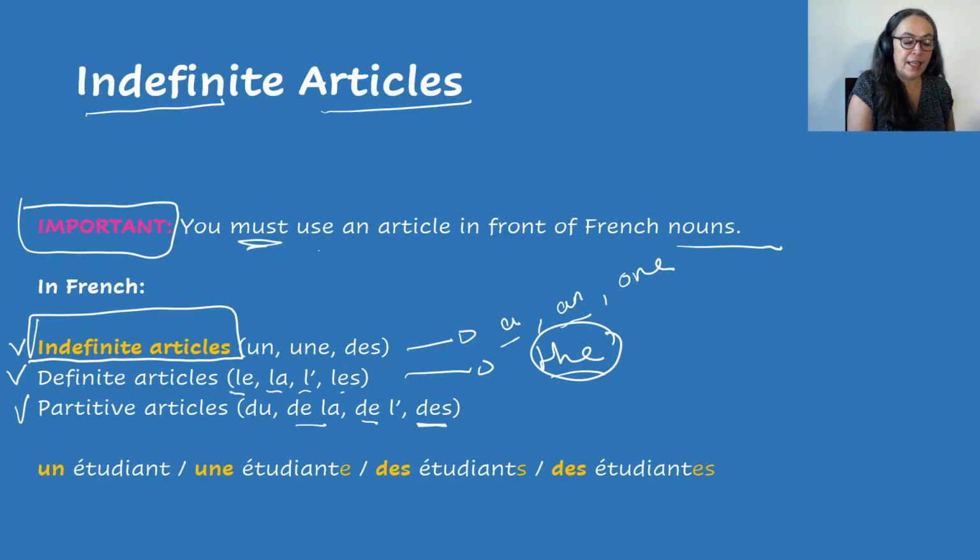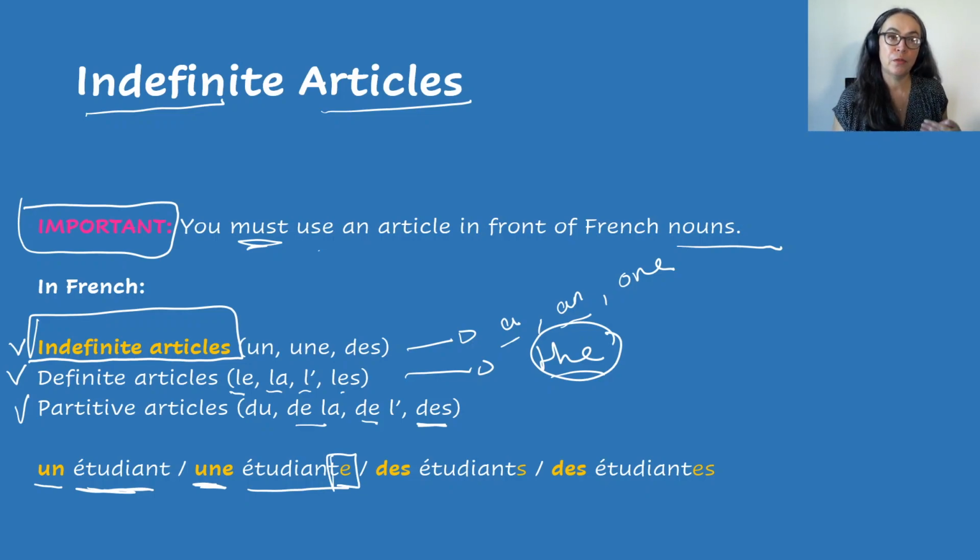So, for example, un étudiant, the word is masculine. Une étudiante, when the word is feminine. As we learned before with the gender of the nouns, when you need to use an indefinite article with a feminine noun, you're going to use une. And when you want to use an indefinite article with a masculine noun, you're going to use un. So it's very important here.